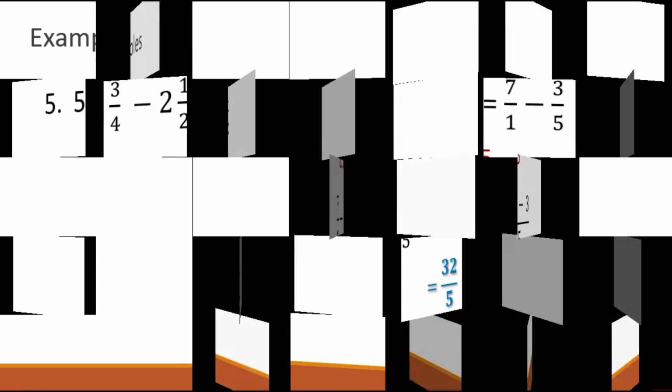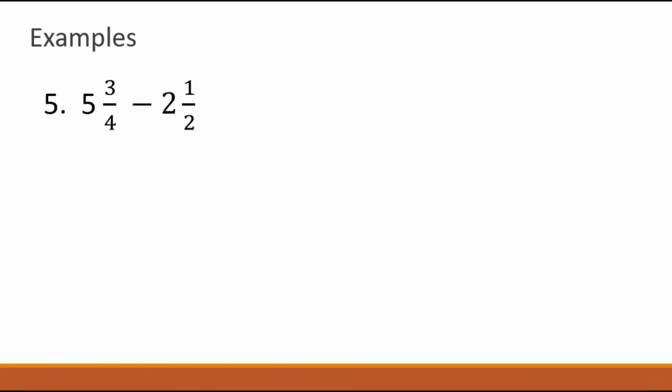Now let's have the last example under subtraction of rational numbers. Given, we have 5 and 3/4 minus 2 and 1/2. Okay, so if the given is a mixed number, we can change them into improper fractions. So how do we do that? 5 times 4 is 20 plus 3, that's equal to 23. Thus, we have 23 over 4. For 2 and 1/2, 2 times 2 is 4. 4 plus 1, that's equal to 5. Therefore, we have 5 halves.